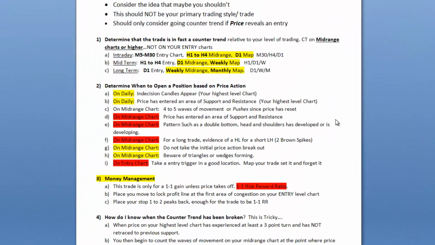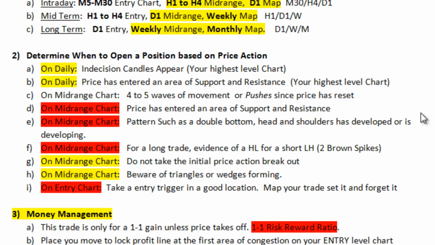So let's look at number 2. The price action characteristics that I consider when entering a counter trend trade. Number 1, the first thing I always look at, and I highlighted these two in yellow because they're not deal breakers. In other words, I will still take a counter trend trade even if this does not exist.